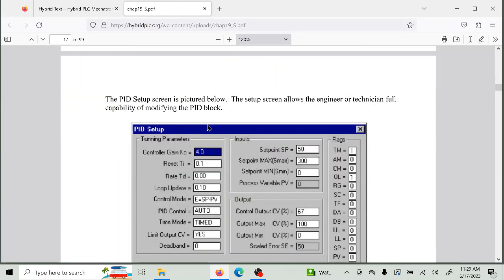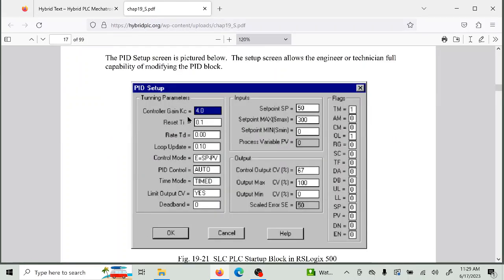Now here is the PID setup. When you're looking at the PID instruction, in the upper right-hand corner, always in the upper right-hand corner, there is a little box or two boxes that you click and you get to this setup screen. Allen Bradley and Siemens both have this setup screen. So basically here is where you start.